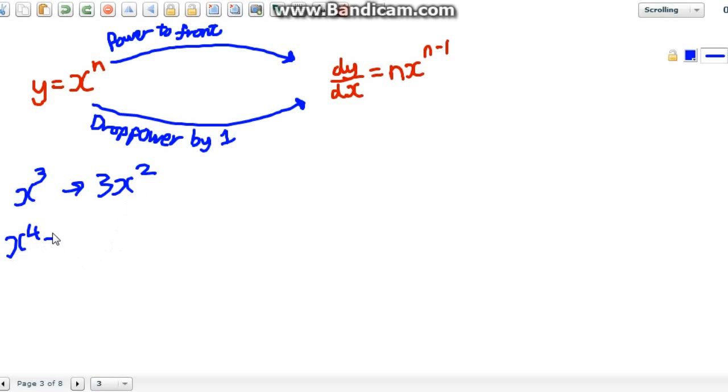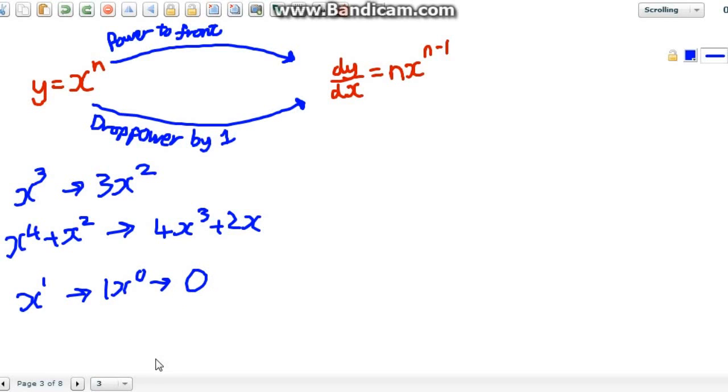x to the 4 plus x to the 2 would go to 4x cubed plus 2x. x by itself is the same as x to the 1, so that would go to 1 lot of x to the 0, which is just 1. A number on its own is the same as a number times x to the 0, so that would go to 0 times x to the minus 1, which is just 0.